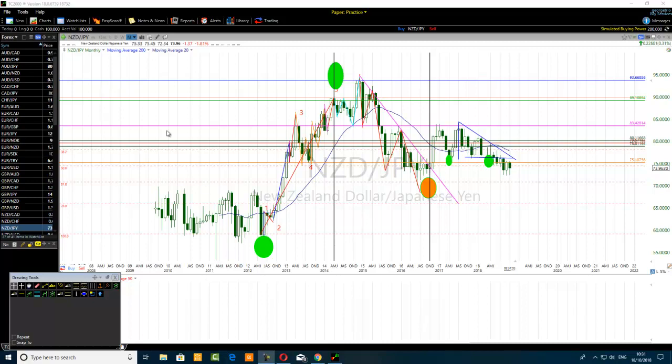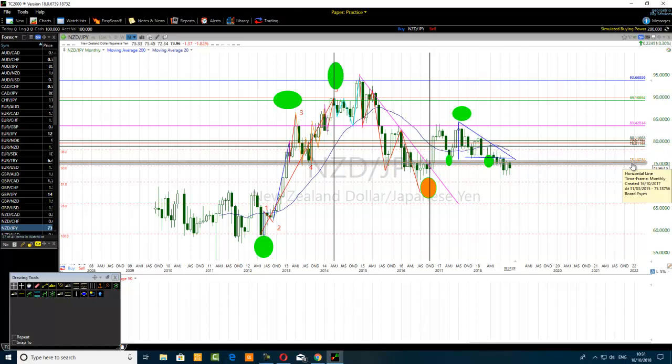We are looking at the New Zealand dollar, Japanese yen, and I'm on a monthly chart. If you look carefully on my chart here, we have a head and shoulder chart pattern. This is the right hand side shoulder here. This is the head, and this is the left hand side shoulder. The neckline for the New Zealand dollar, Japanese yen, is at 75187. Right?